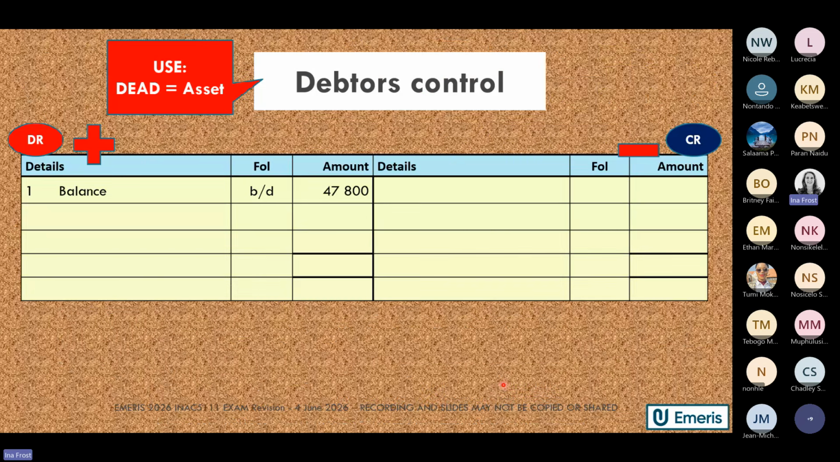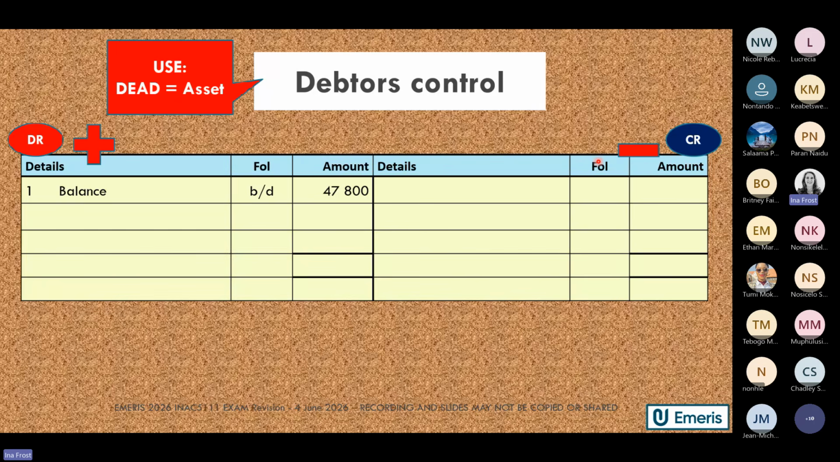Let's just go back to our debtors control account now and just slowly go through how we prepare a debtors control account. So we've established now a debtor is an asset. And so if it's an asset, we use the debt click, which means opening balances and increases will go on the debit side, decreases will go on the credit side.